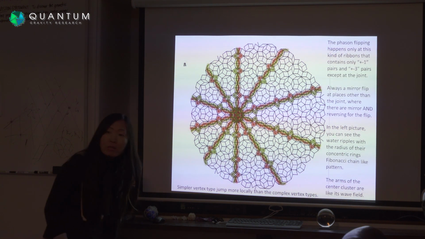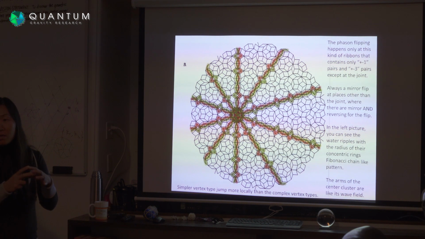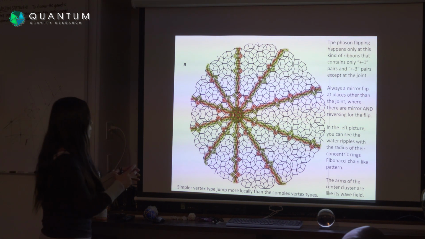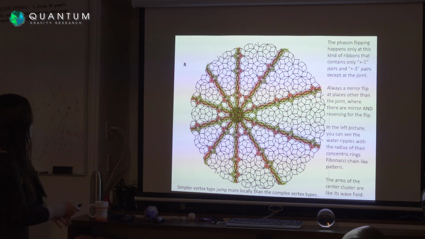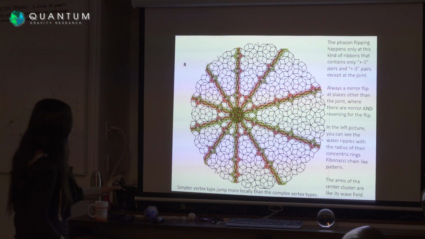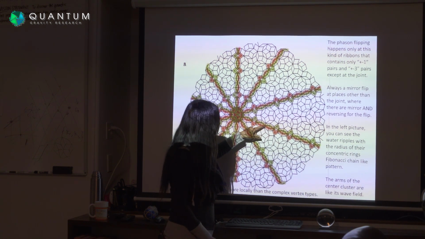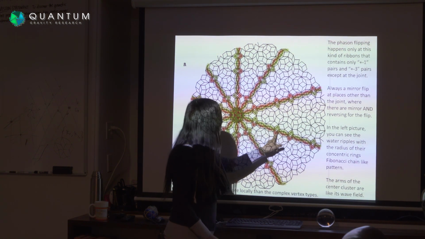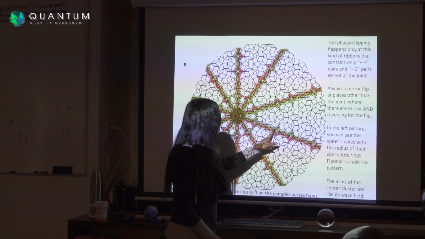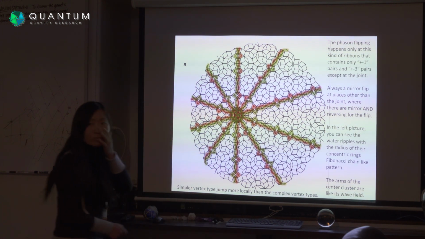So is this what you call non-local? Right. Yeah. It's a local phason flip which has a global reach, far away. Okay, so the phason flipping happens only at this kind of ribbon that contains only, I'd say, plus minus one. I call this plus minus one because relative to the axis there is a positive angle, negative angle, positive angle, negative angle. It's a phase shift.